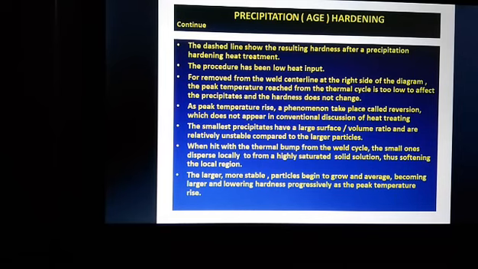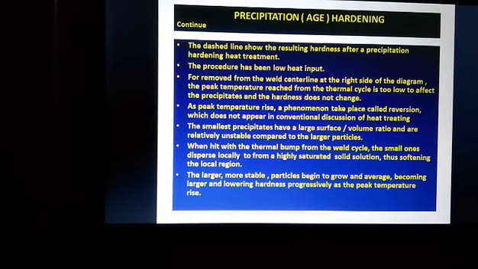The dashed lines show the resulting hardness after a precipitation hardening heat treatment. The procedure has been low heat input. Far removed from the weld center line, at the right side of the diagram, the peak temperature reached in the thermal cycle is too low to affect the precipitates, and the hardness does not change. As peak temperature rises, a phenomenon called reversion takes place, which does not appear in the conventional discussion of heat treating.